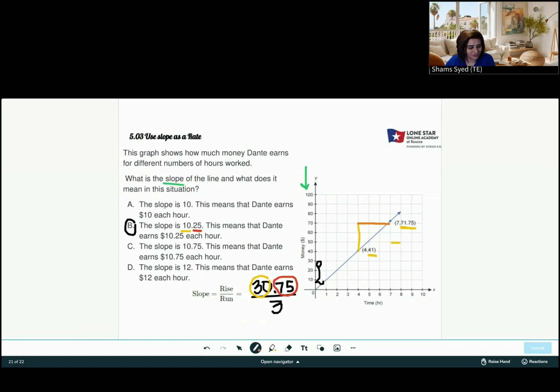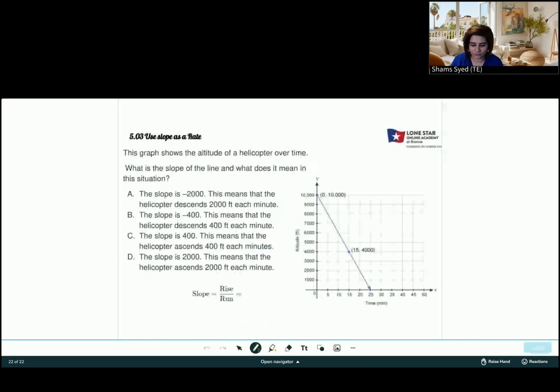Now is the last variety of question 5. Okay, Julia. Here, a table is given to us. Look at my typo, Julia. Very sadly, but that's okay. You got it. The graph shows the altitude of a helicopter over time. What is the slope? Seems like the helicopter is going down.